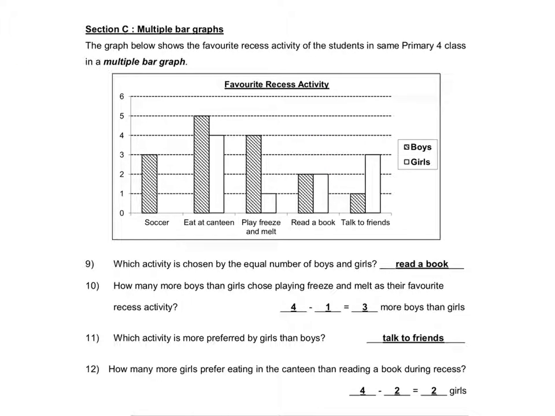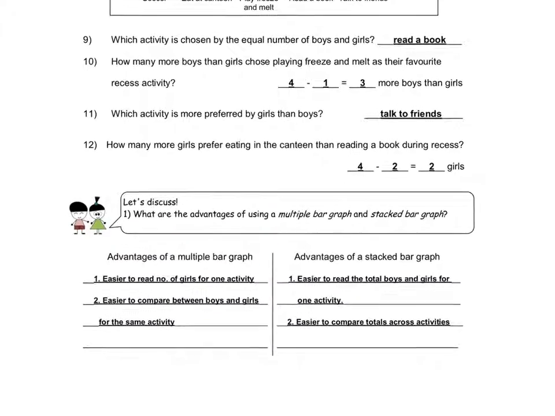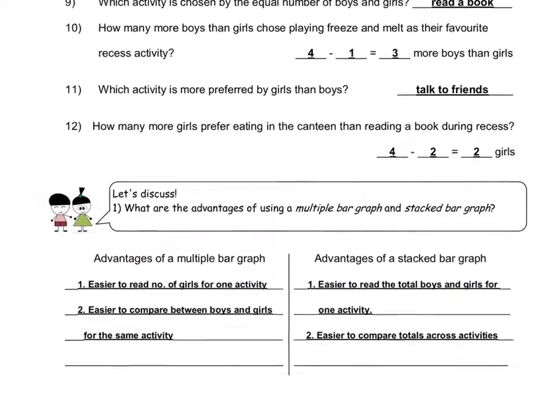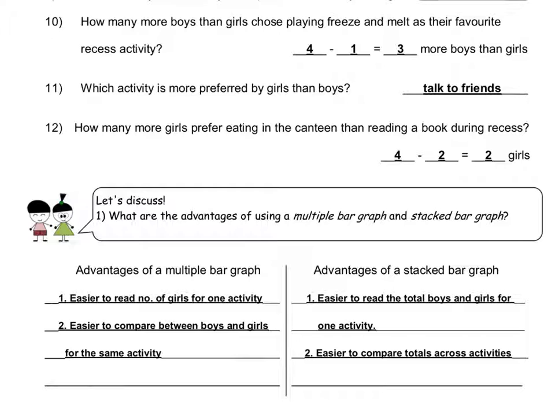Quite easy. So now let us talk about this part here. What is the advantage of using the different bar graphs? The multiple bar graph, as we discussed already, is good because you can see the total number of boys or the total number of girls.